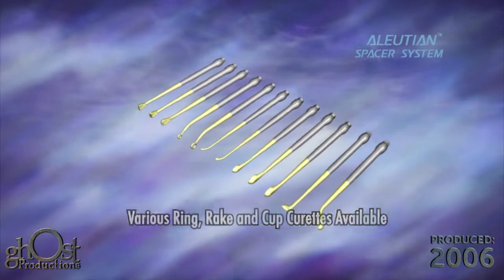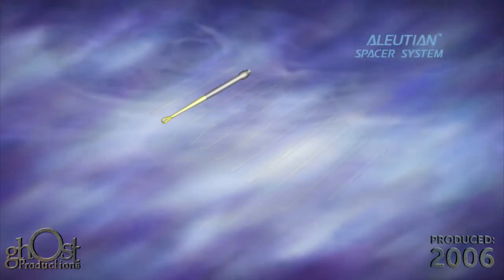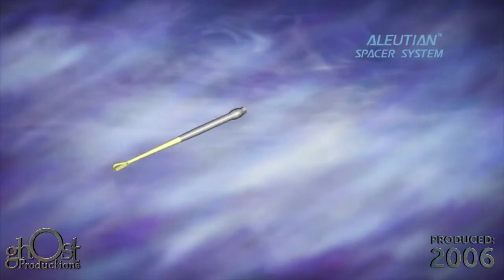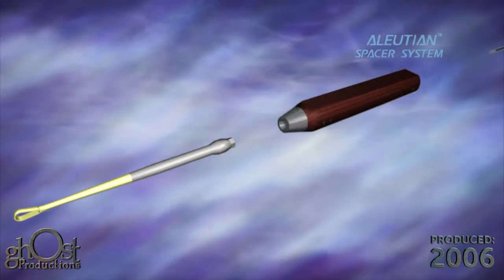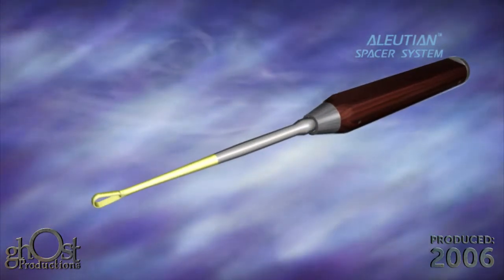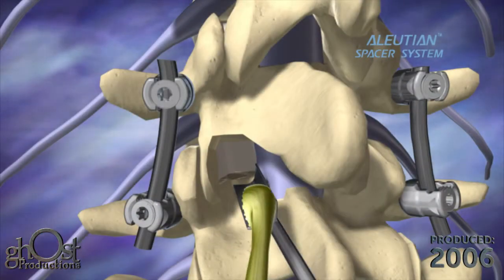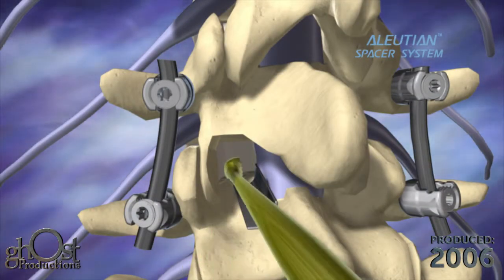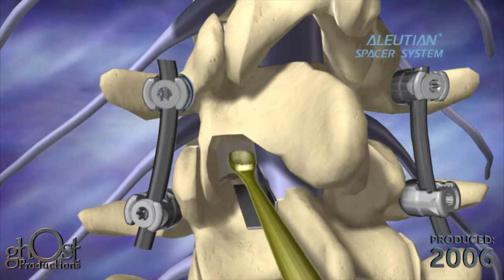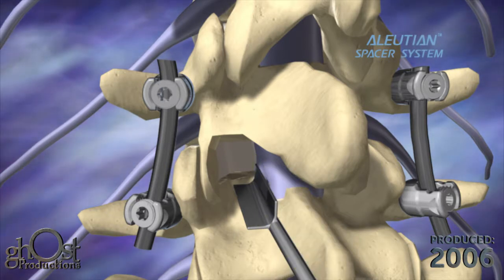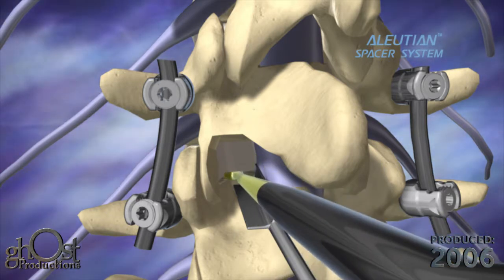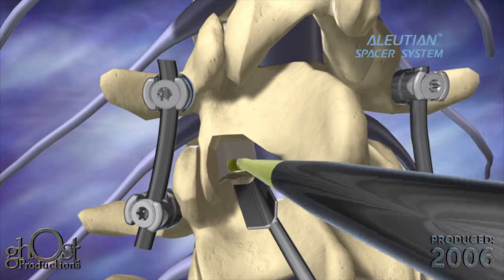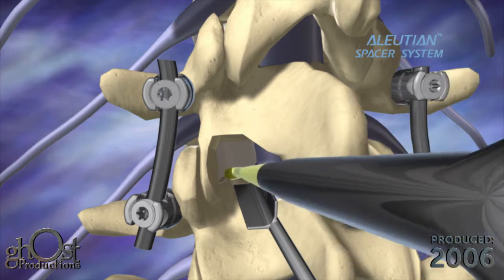The system incorporates various curettes, including cup, rake, and ring shapes. The connector shaft screws into the proximal end of the handle, engaging the curette, which fits into the distal end of the handle. These curettes are available to aid in the removal of appropriate bony material and/or initial removal of cartilaginous end plate at the discretion of the surgeon.